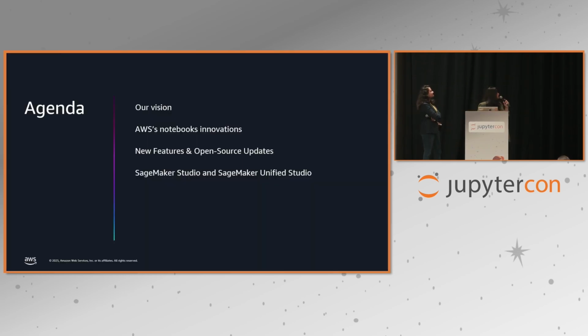A quick look into the agenda for today. We will talk about AWS vision. Then we'll move into taking a look at notebooks innovations in AWS, new features and open source updates. And finally, we will talk about our key SageMaker offerings, SageMaker Studio and SageMaker Unified Studio.